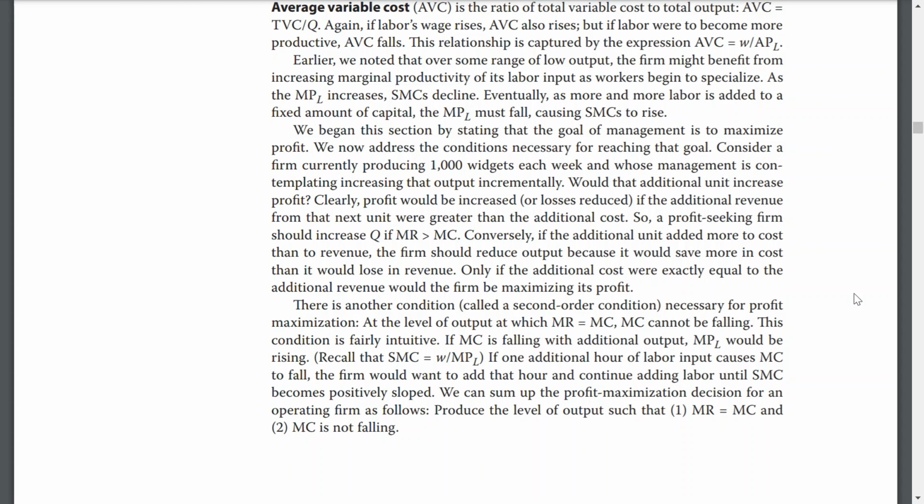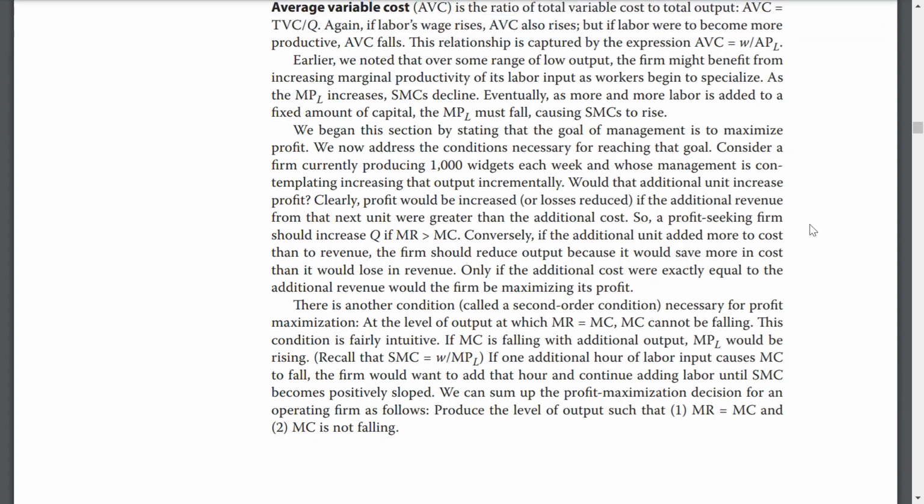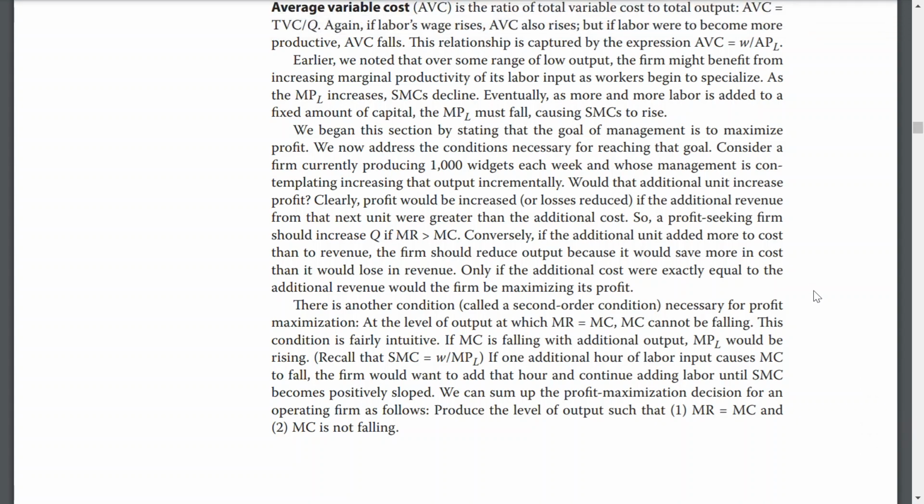Clearly, profit would be increased or losses reduced if the additional revenue of the firm's next unit were greater than the additional cost. So a profit-seeking firm should increase Q if MR is greater than MC. Conversely, if an additional unit added more to cost than to revenue, the firm should reduce output because it will save more in cost than it will lose in revenue. Only if the additional cost were exactly equal to the additional revenue would the firm be maximizing its profit.